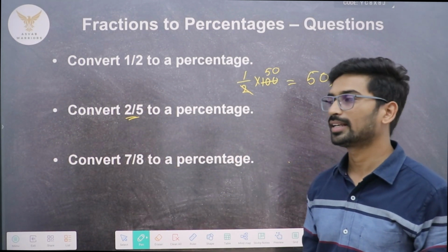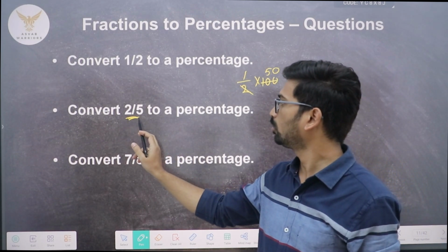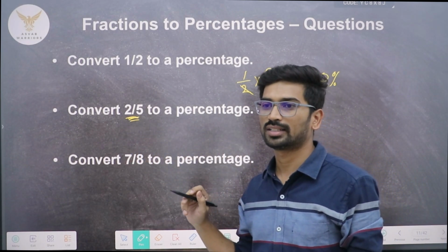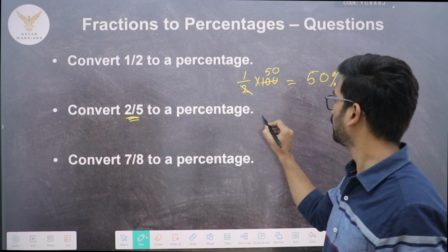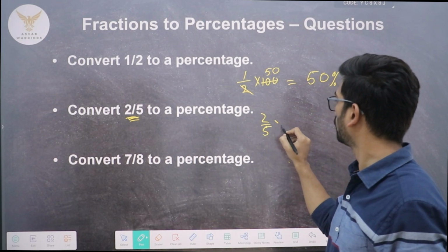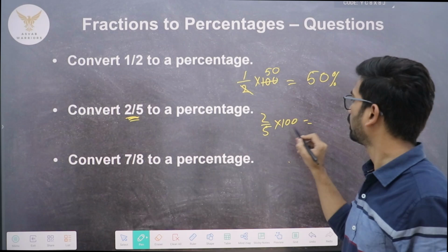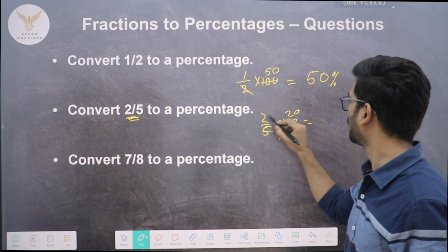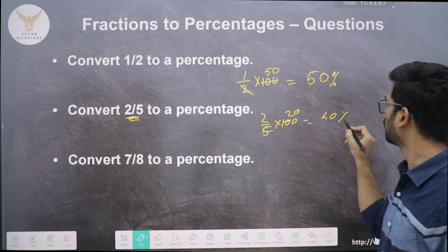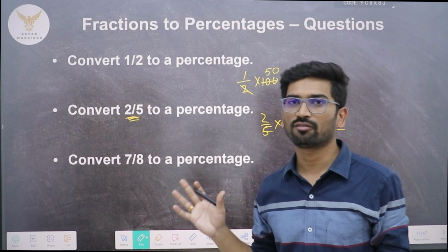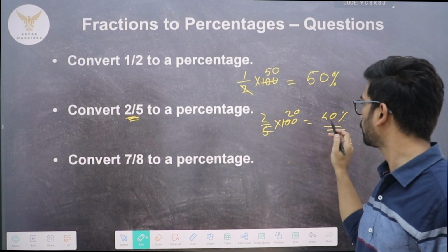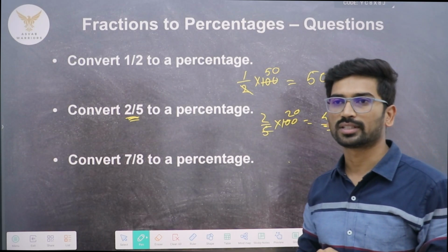Now we have the next example, which says convert 2/5 to a percentage. This is the same question we solved in the previous slide. How did we solve it? 2/5 times 100. So 5 2s are 10, 20 times 2 is 40, and the percentage sign. So 2/5 is a fraction, and when we convert it into a percentage, we get our answer as 40%.